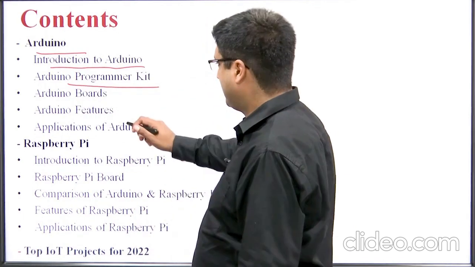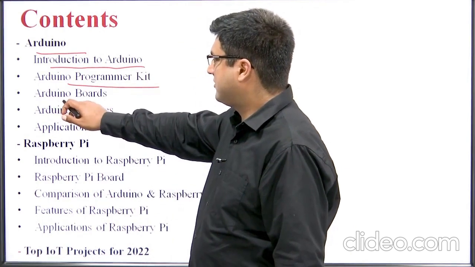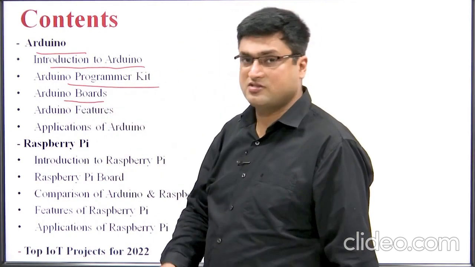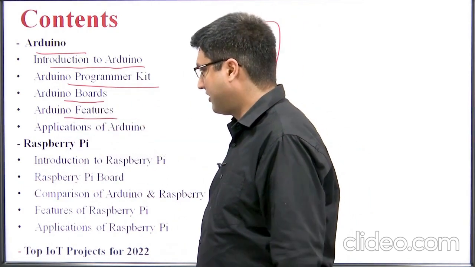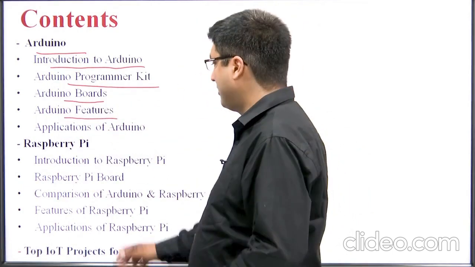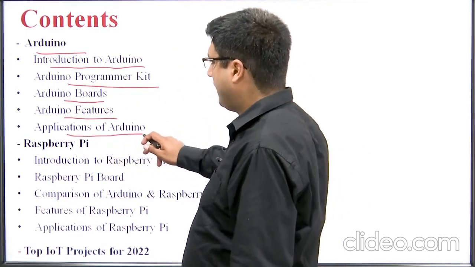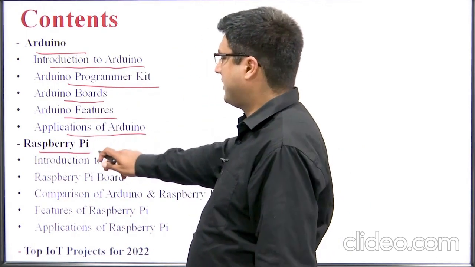We will take some real time example. After we will see what are the various types of Arduino boards. Okay. After that we will see the Arduino features, what are the various features of Arduino microcontroller, and applications of Arduino. After that we will discuss the Raspberry Pi kit.